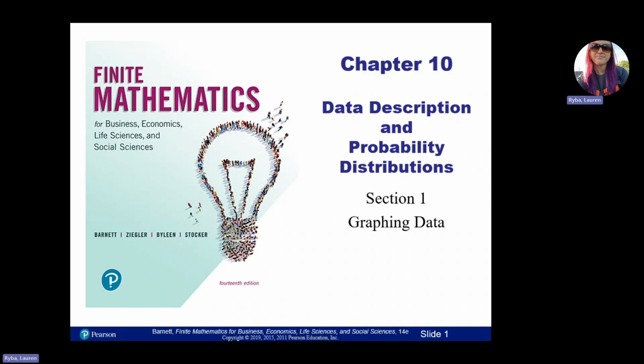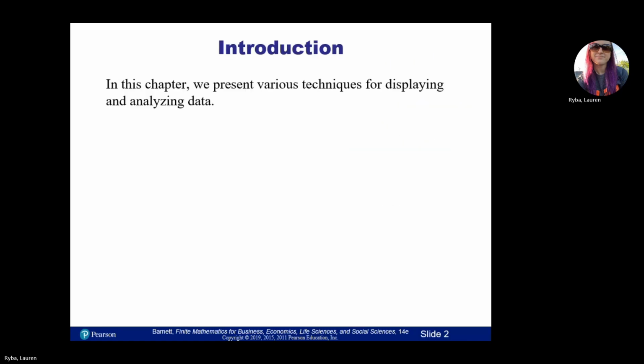We are going to finish with chapter 10. So we will cover 10.1 today, and then we'll do 10.2 next week. Chapter 10 is all about working with data. So we'll talk about how we can graph different types of data. And then next week we'll do like mean, median, and mode.